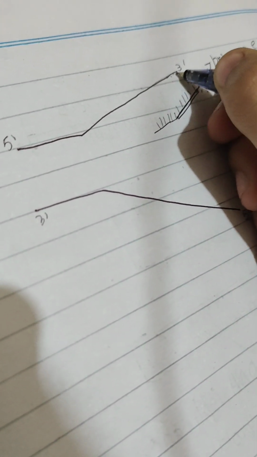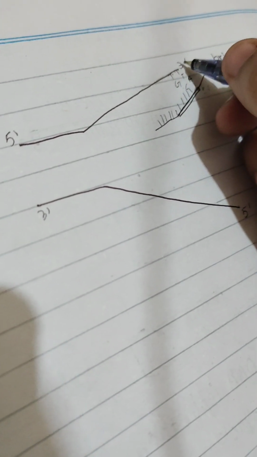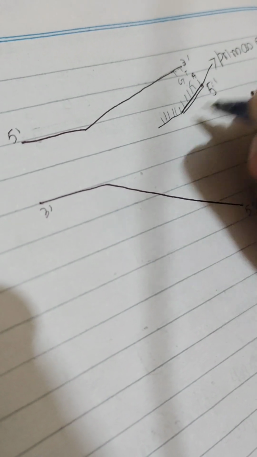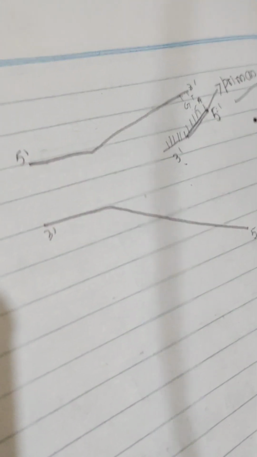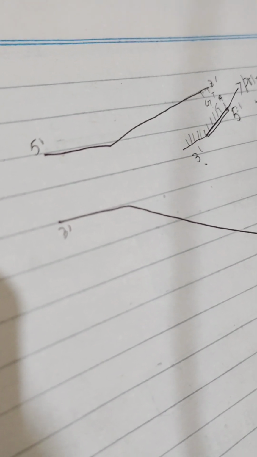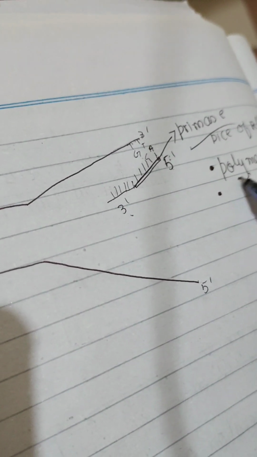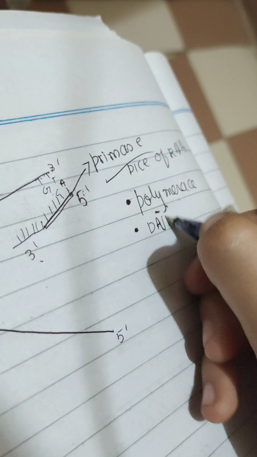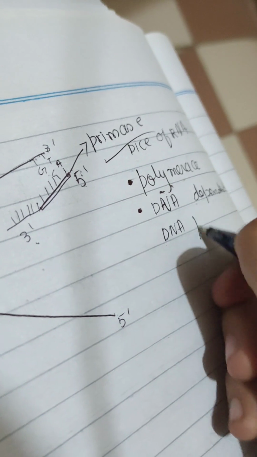Like here A, T, C, G, and the opposite is 5' to 3'. As I told you, it always works on 5' to 3'. Let us discuss more about primase. Primase is a piece of RNA. What was the condition of polymerase? DNA dependent DNA polymerase. Let me write it here: DNA dependent DNA polymerase.